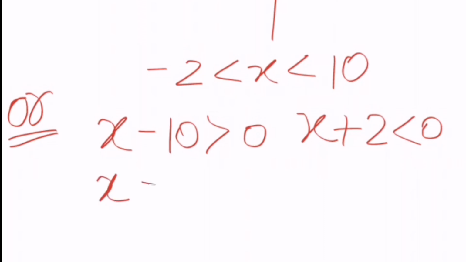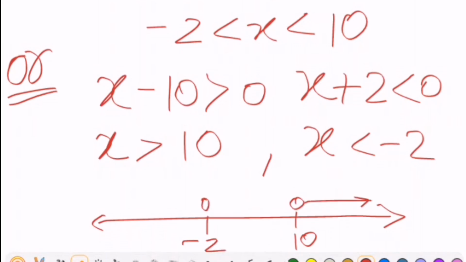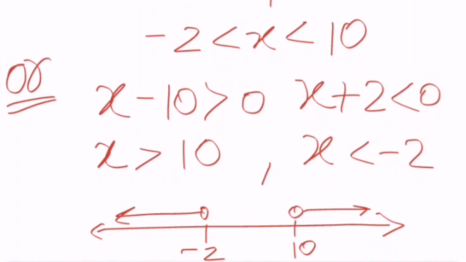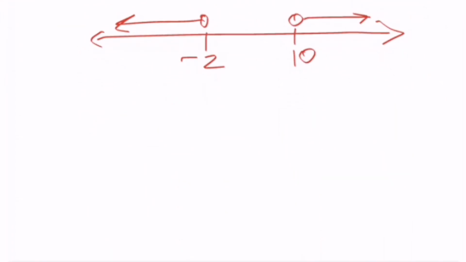This takes us to the form where x is greater than 10 and x is less than, what can we state here? X is less than minus 2. So greater than 10 and less than minus 2, it's two disjoint sets actually. Greater than 10 are these numbers, less than minus 2 are these numbers. So the set of values satisfying. So how can we write that set?